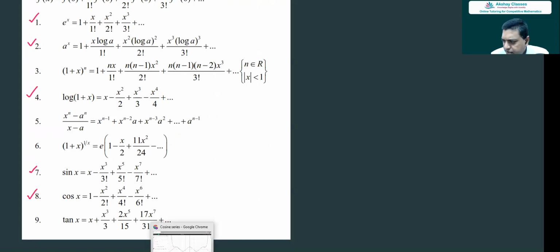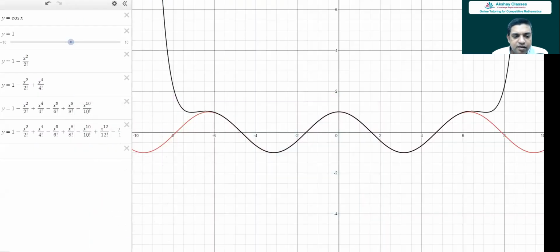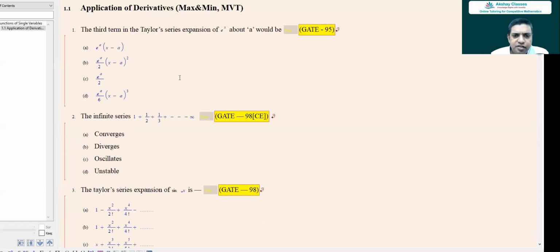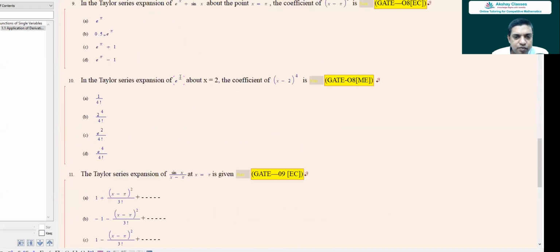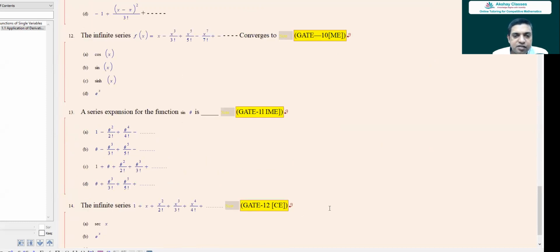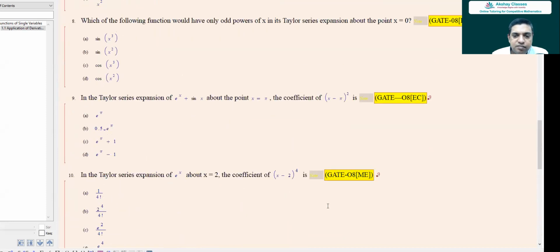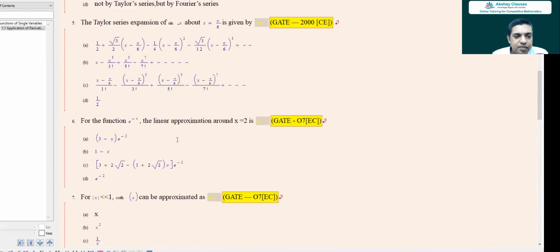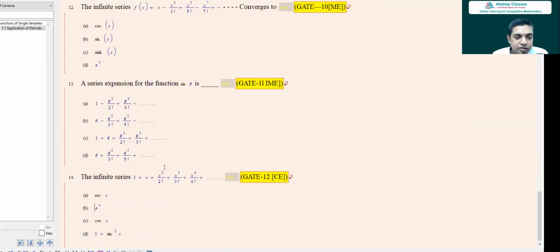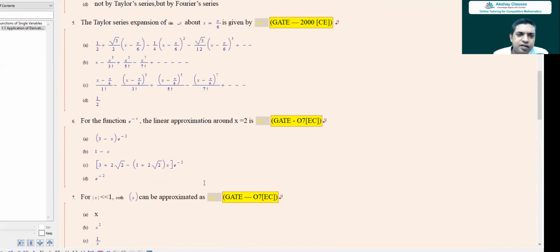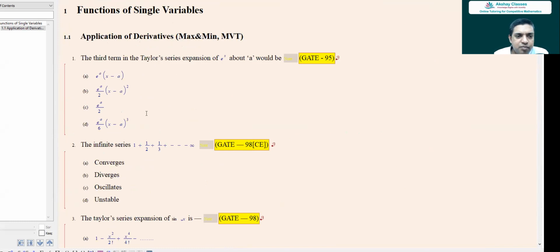Now, let us see the type of questions we get in GATE. This is a collection of a period of 10 years of GATE questions in different divisions: civil, mechanical, electronics, electrical, and so on. And we see here, over a period of 10 years, you got enough number of questions just on this topic, Taylor series expansion. So we will do some of it right now.